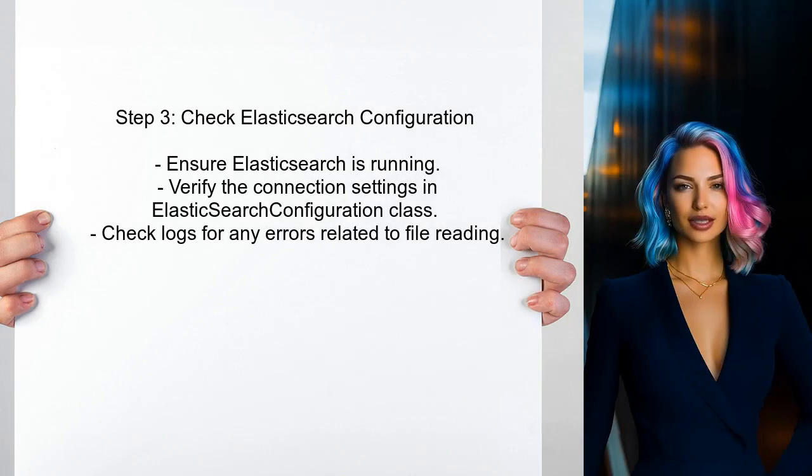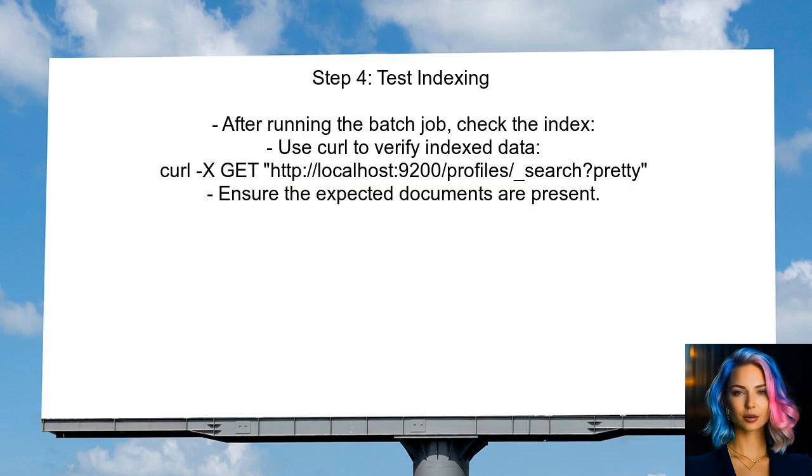After validating the files, the user should check if the Elasticsearch instance is correctly configured to read these files. This includes ensuring that the embedded Elasticsearch is running and accessible. Finally, the user should test the indexing process to ensure that the data is being indexed correctly. They can do this by checking the Elasticsearch index directly after the batch job runs.